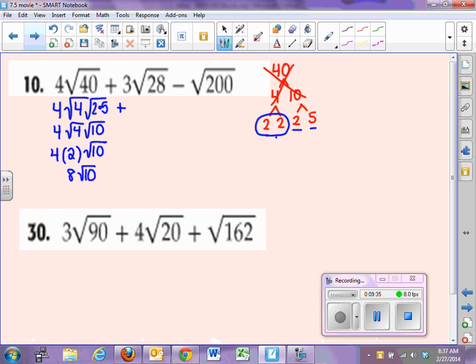Now let's do the same with 3 times radical 28. 28 is 2 times 14 and 2 times 7. So again, if there's 2 numbers that I can circle, and the reason I picked 2 numbers to circle is because there's an implied 2 here.